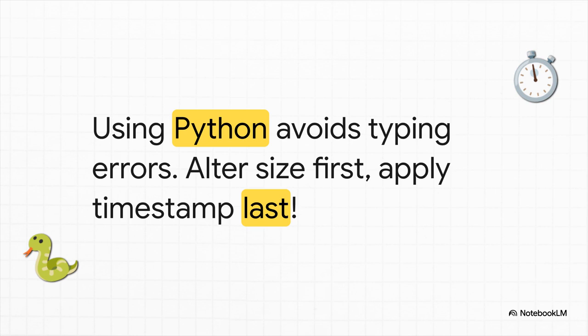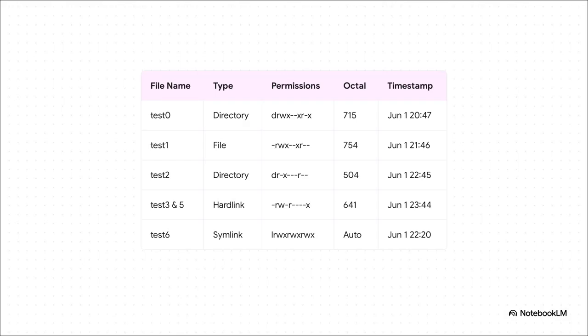And here's the golden rule for this one. Alter the file size first and apply your exact timestamp at the very end. If you write content to a file after setting the timestamp, your operating system will automatically update the modification time, and boom, you fail.